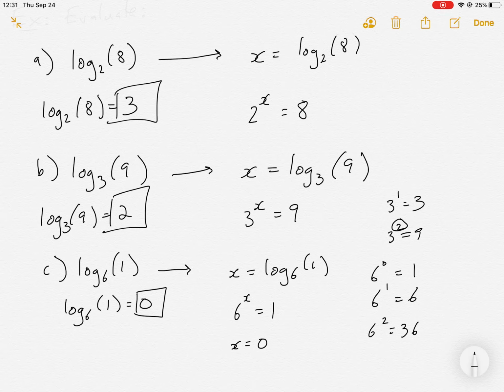And so this is how I like to think of logs. Log is sort of the missing exponent. Whenever you're doing a logarithm, it's like you're trying to find what that exponent is.